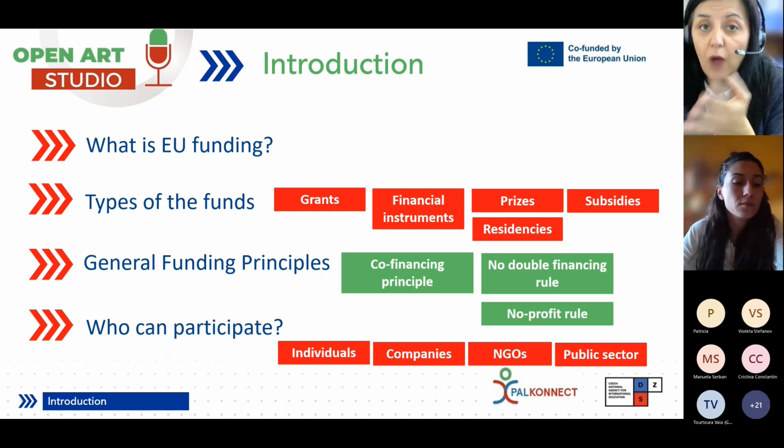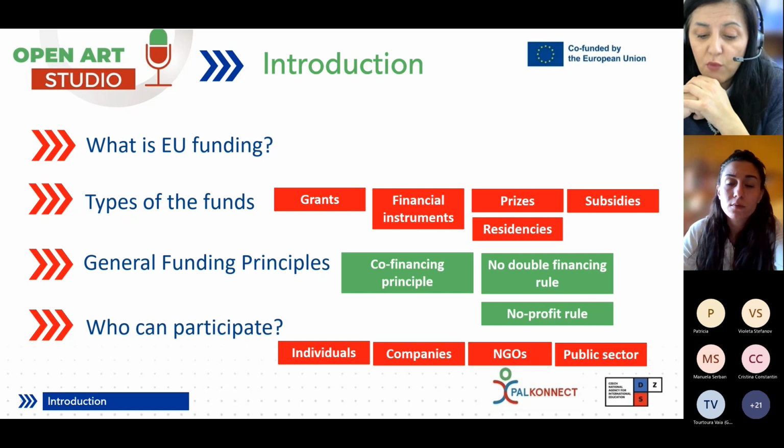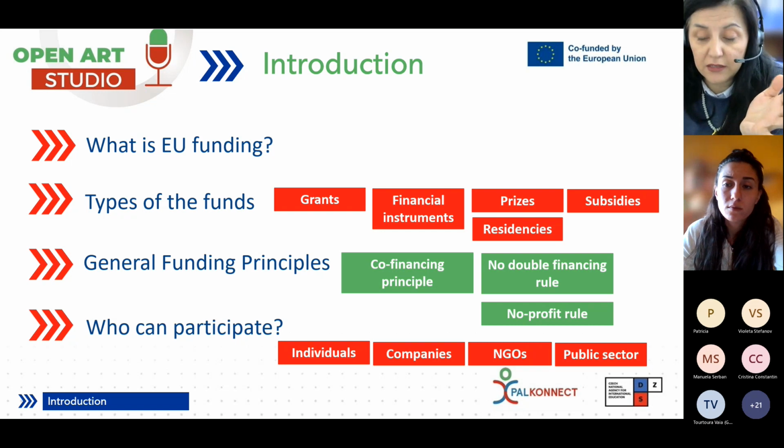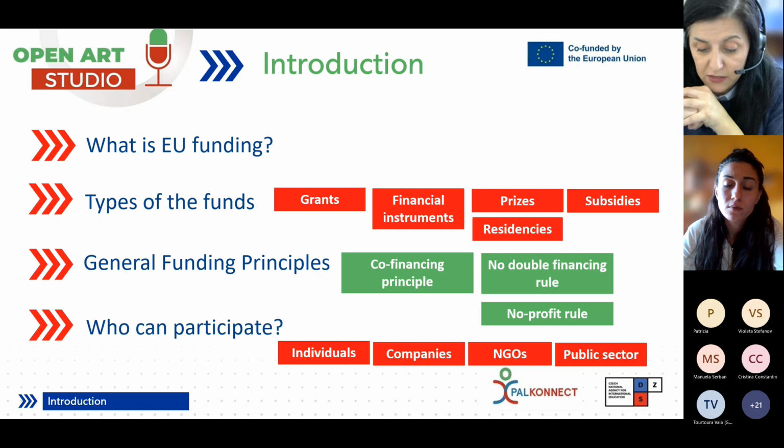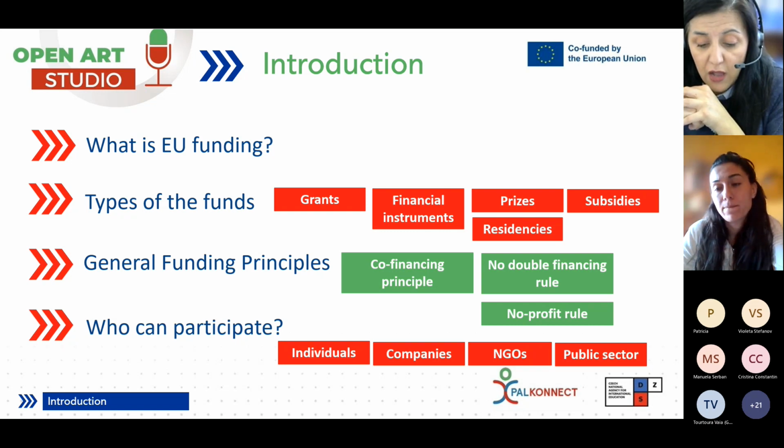Although our lesson will provide a first overview of the European Union funding opportunities in different policy areas, applying for European grants, summarizing, they can be different types of funds. So we can have grants, we can have financial instruments, which can be loans, guarantees, and equity, subsidies, trust funds, prizes, procurements, and we will go one by one.